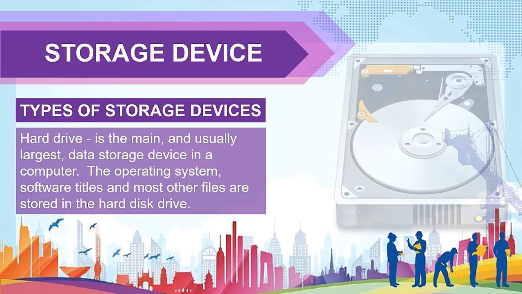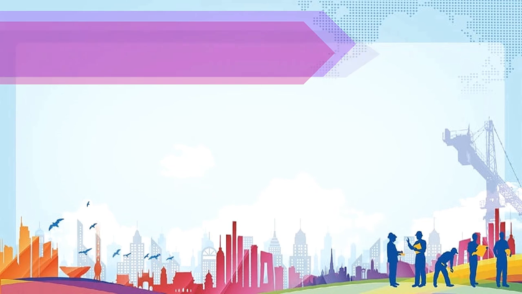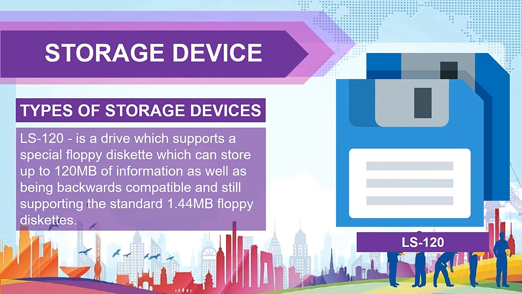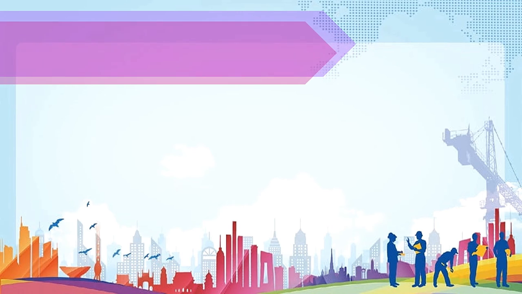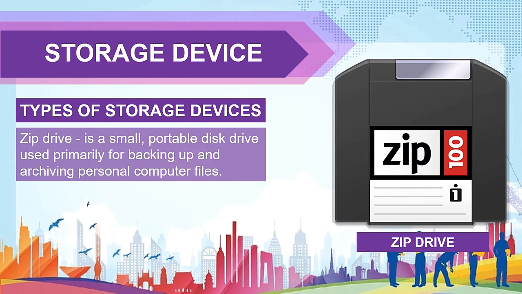Hard drive is the main and usually largest data storage device in a computer. The operating system, software titles, and most other files are stored in the hard disk drive. LS120 is a drive which supports a special floppy disk which can store up to 120 MB of information, as well as being backwards compatible and still supporting the standard 1.44 MB floppy disk. Zip drive is a small portable disk drive used primarily for backing up and archiving personal computer files.